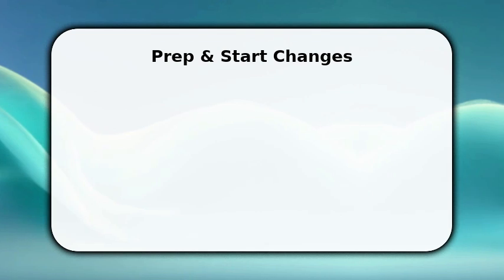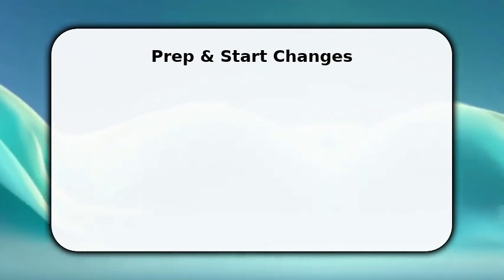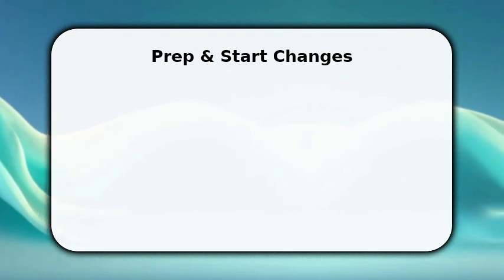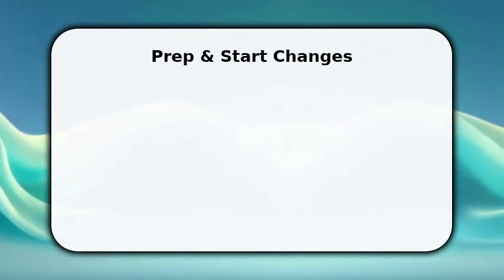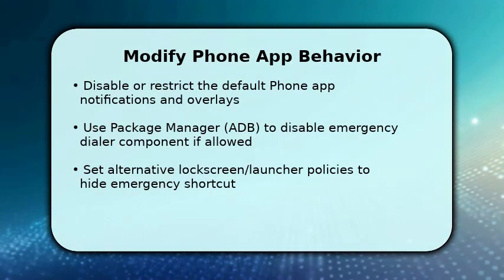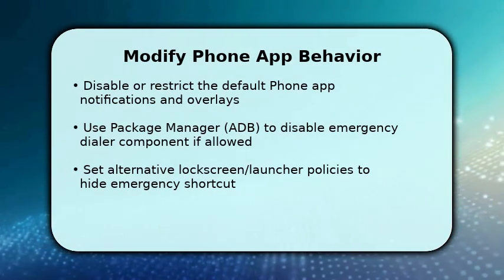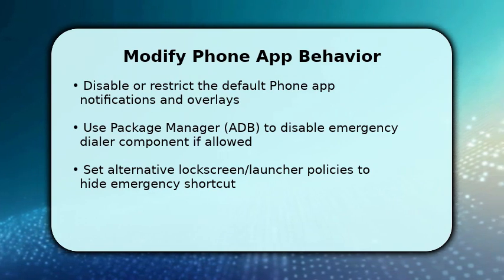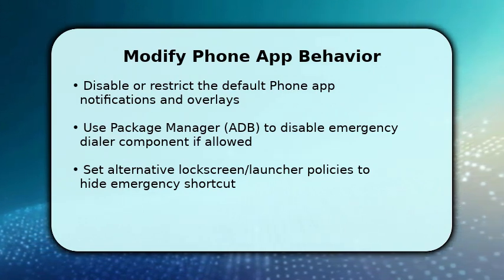Now open settings and go straight to apps, then find your default phone app. You'll make controlled changes there to remove the emergency call shortcut safely. Next, you modify the phone app and lock screen behavior. First, disable overlays and notifications for the default phone app so it cannot present the emergency shortcut.